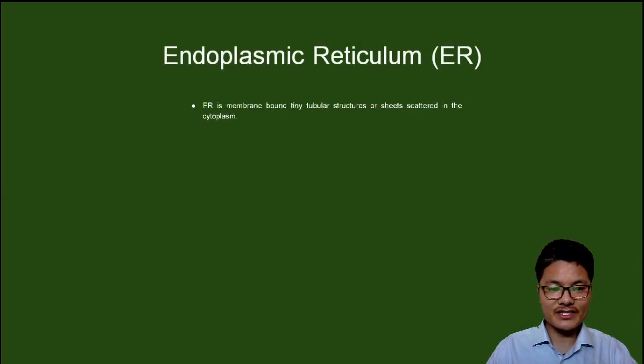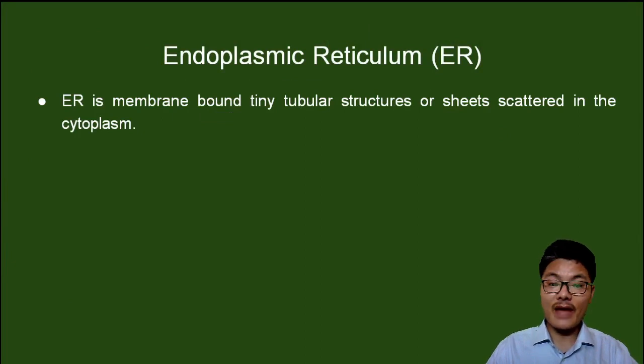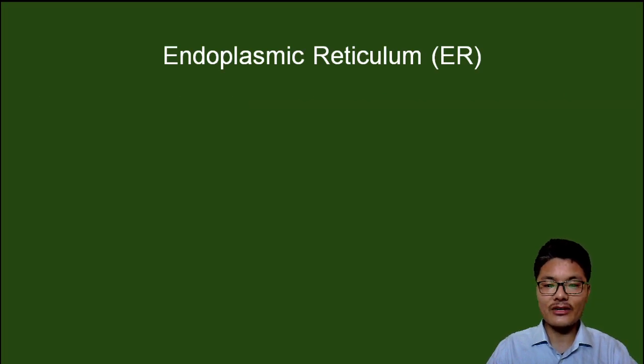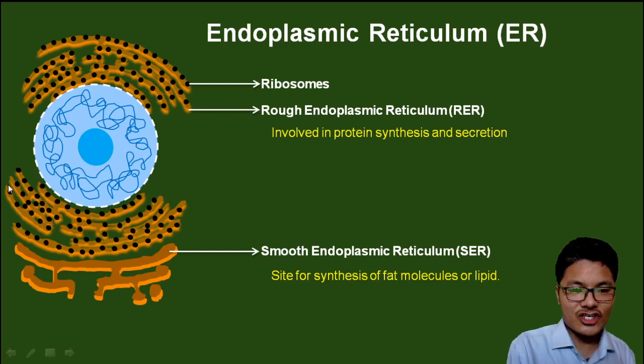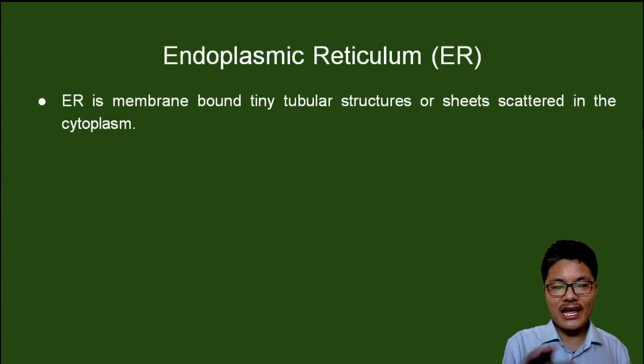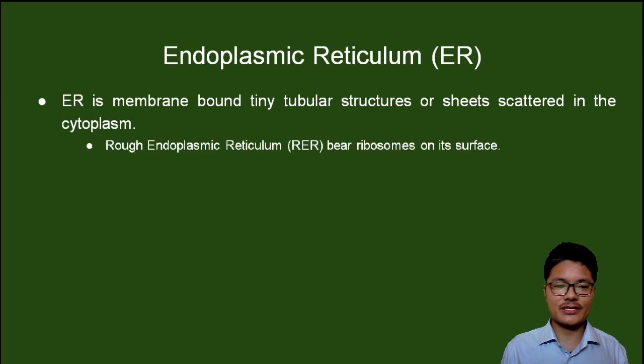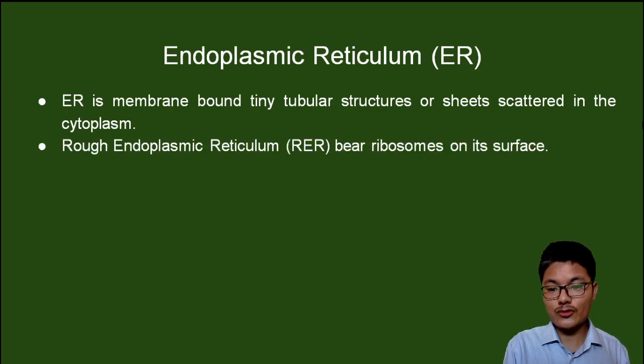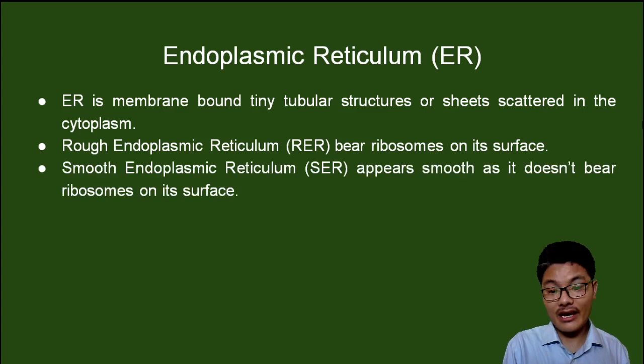So this is what we have discussed. We have seen endoplasmic reticulum having membrane, and these are usually tiny tubular structures or sheet-like structures, scattered in the cytoplasm around the nucleus. So you can see sheet-like or tubular structures which are connected together forming a network. We have rough endoplasmic reticulum having ribosomes on its surface. Smooth endoplasmic reticulum does not have ribosomes on it.